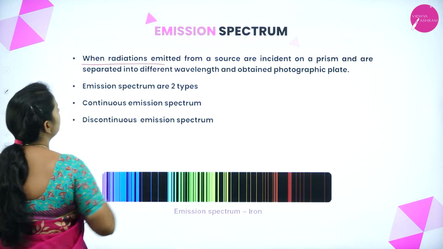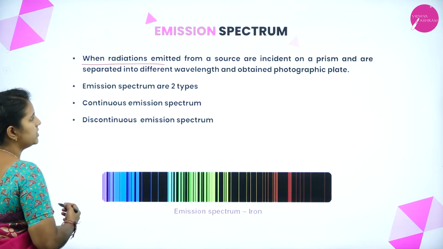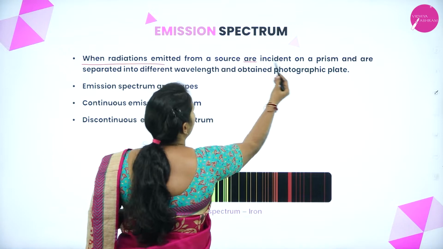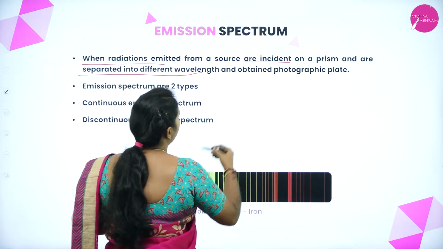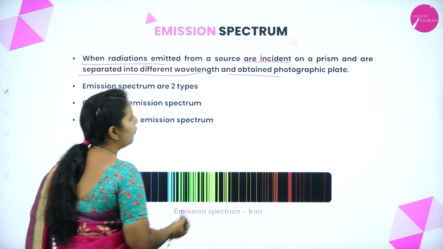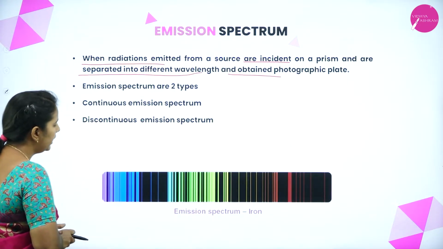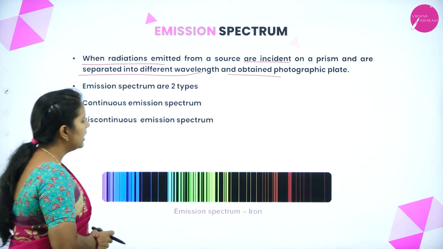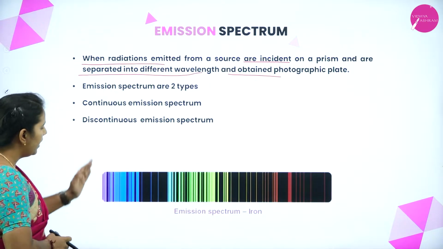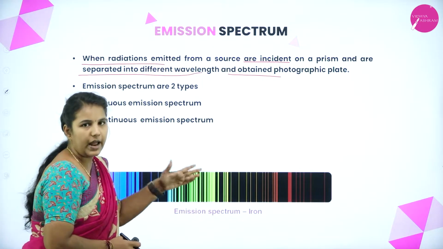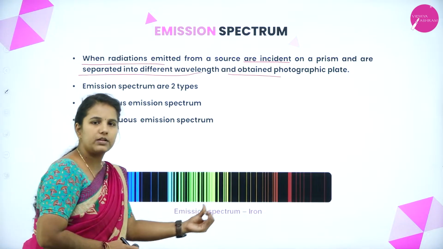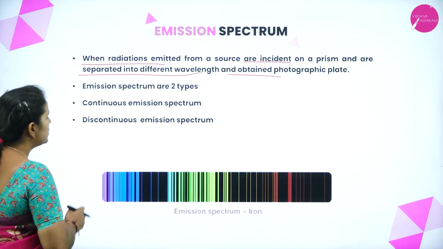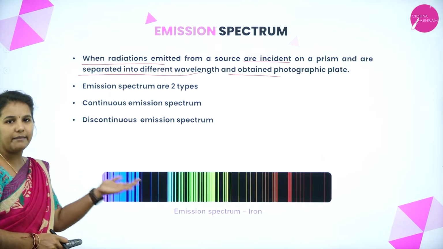When the radiation which is emitted from the source is incident on the prism, it is separated into different wavelengths and obtained on a photographic plate. Here you can see how the wavelengths get separated into different bands and are collected on the photographic plate, and this is the emission spectrum of iron. So this shows that this is an emission spectrum.